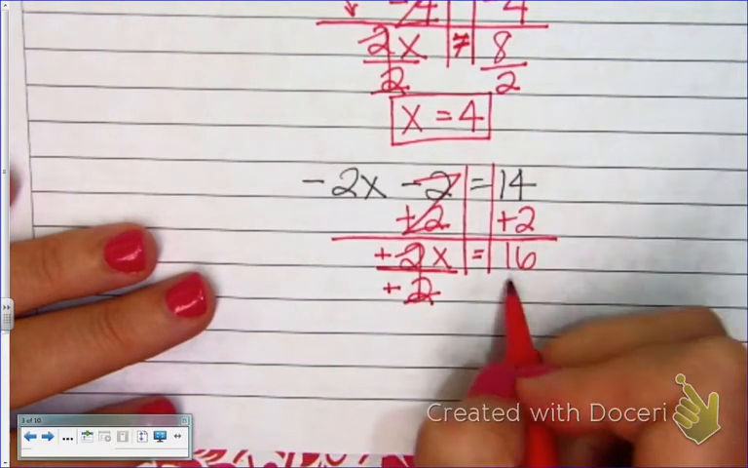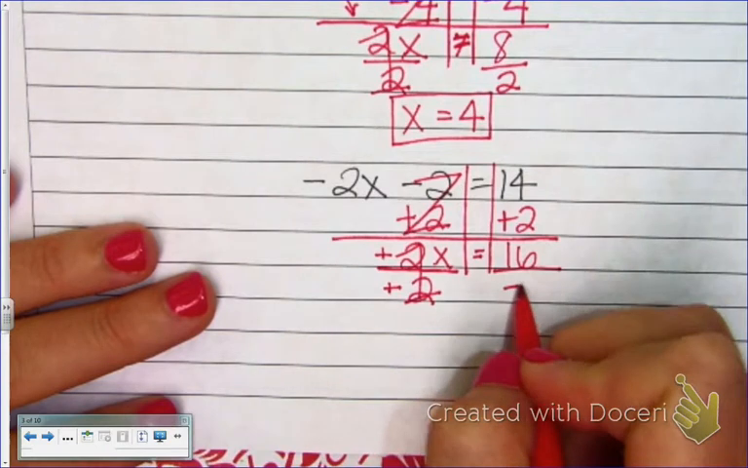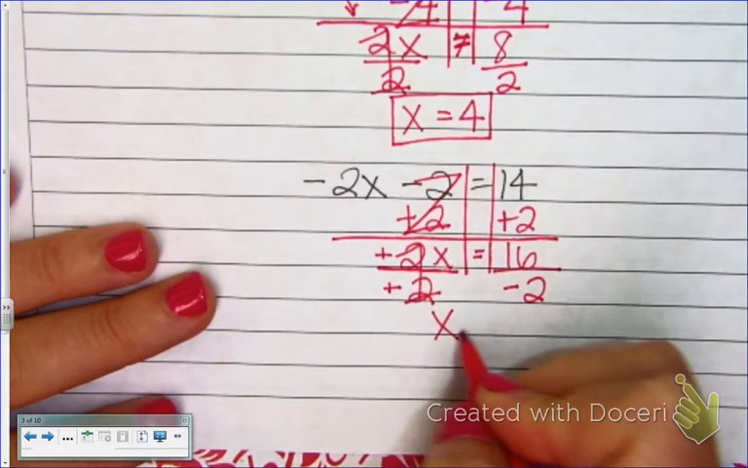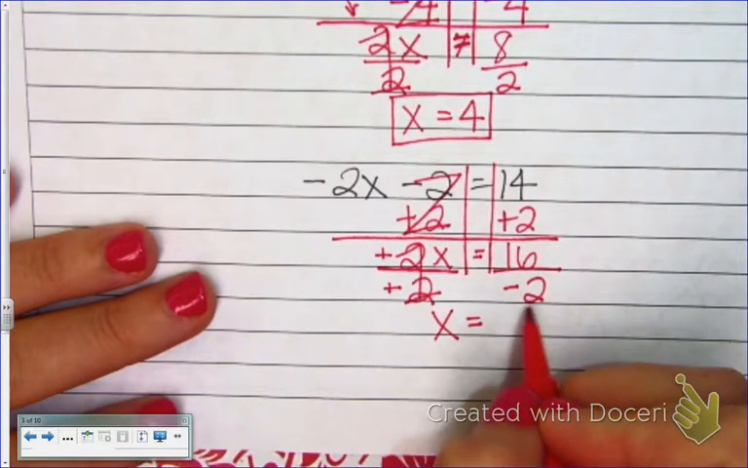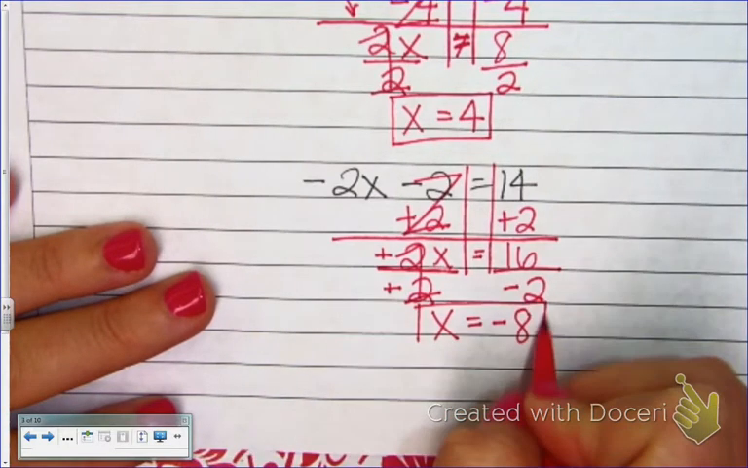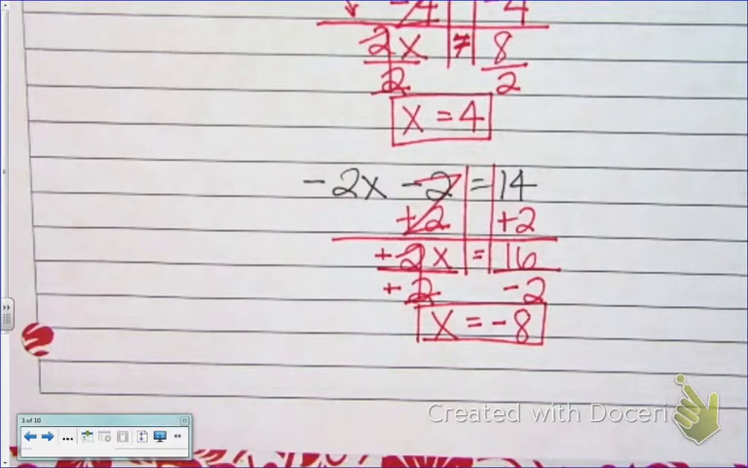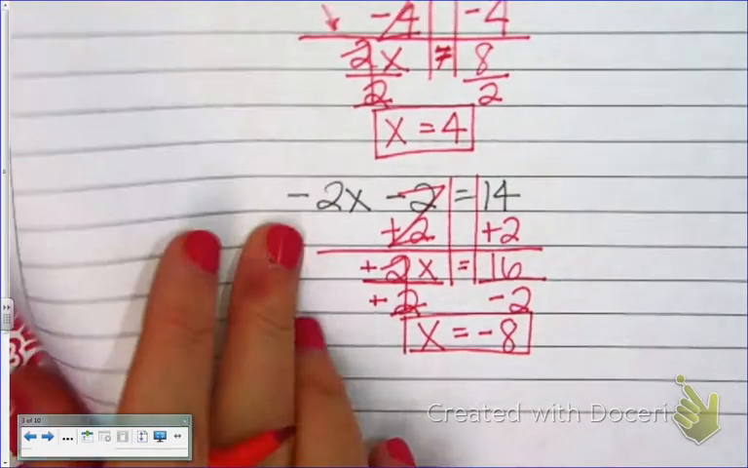I'm going to do the same thing over here. So then I have x equals, what is 16 divided by 2? It's going to give you a negative 8. Okay. All right, and here is our last example.